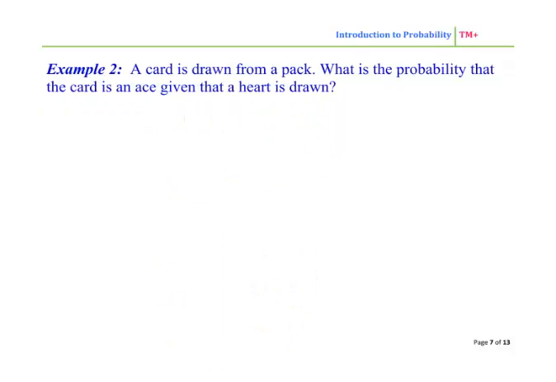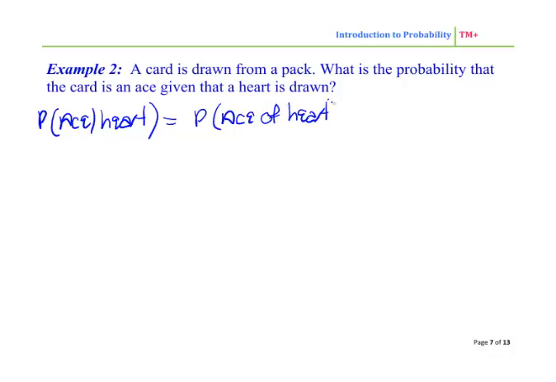Here a card is drawn from a pack. What is the probability that a card is an ace given that a heart is drawn? So we've got the probability of ace given that I have a heart. So the probability of ace of hearts, so that means the probability of ace and the probability of heart over the probability of a heart.